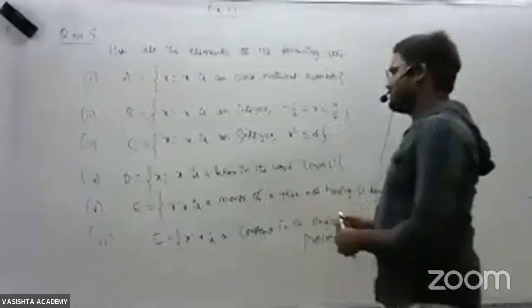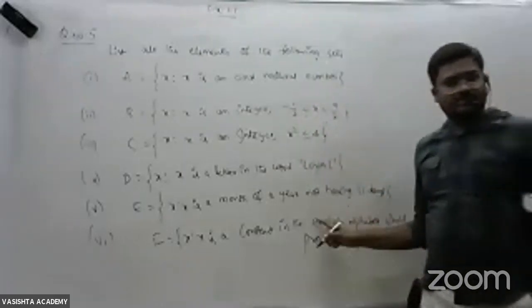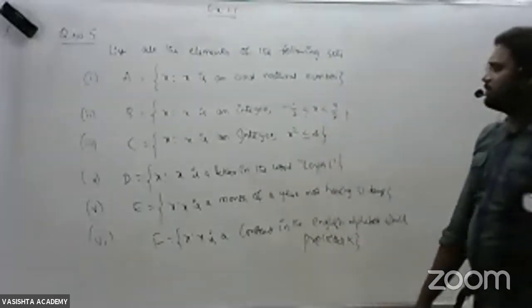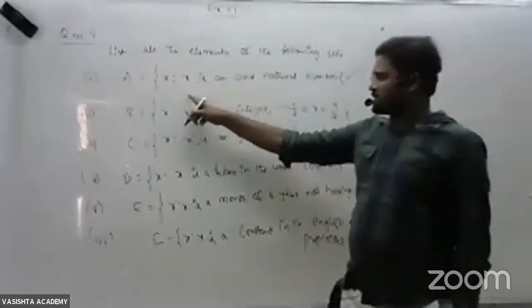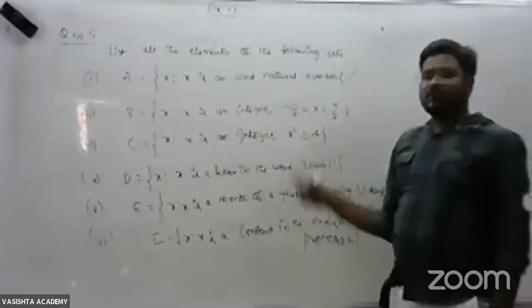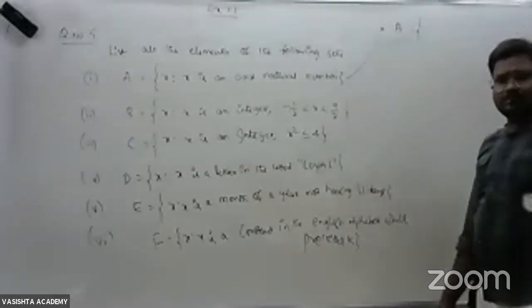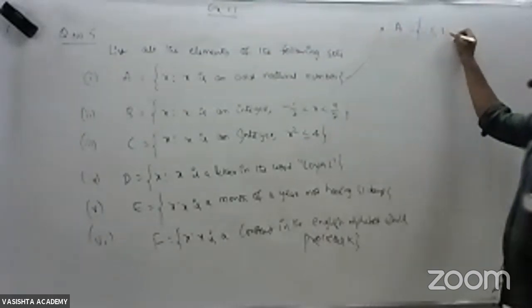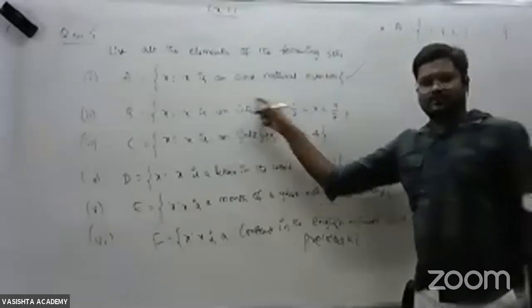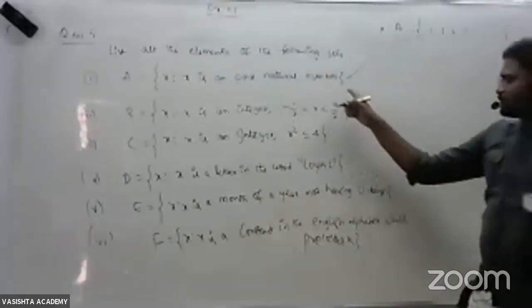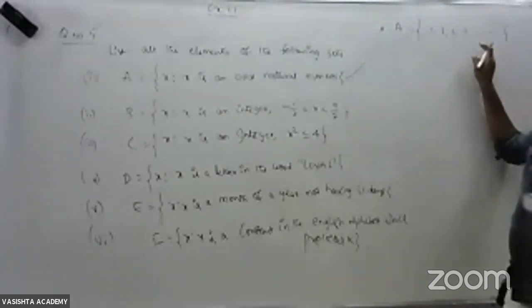So they are very simple. Sets are given in set builder form, so we have to write these sets in roster form or tabular form. Look at this one. x such that x is an odd natural number. Can you tell me what are the odd natural numbers? 1, 3, 5, 7, and so on. So in fact it is an infinite set, isn't it? It is an infinite set because they are not countable. It is not finite, isn't it?